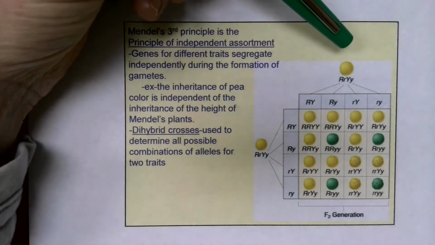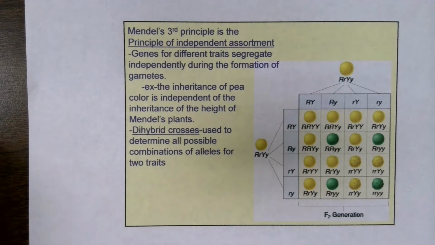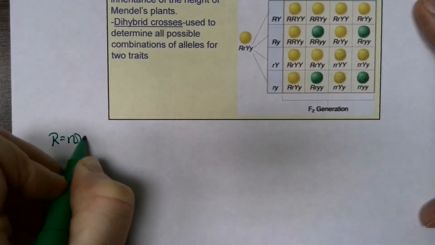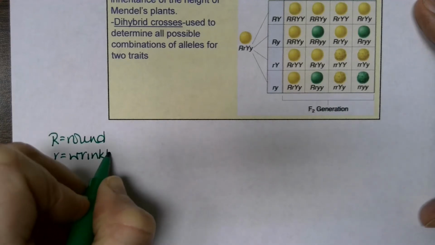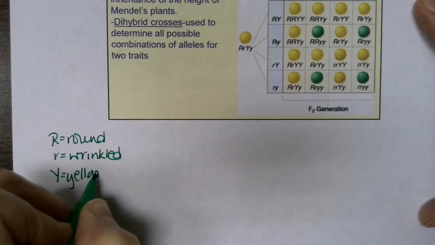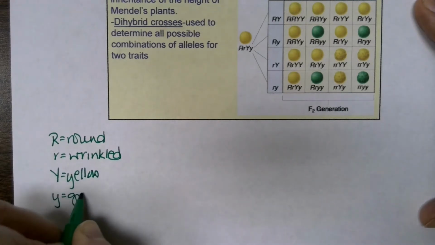So we've got Mendel's pea plants where he was going to study whether the peas were round or wrinkled. That's what the R's are for. And then whether they are yellow or green. Sorry, I'm going to scoot this out of the way for just a second. So the capital R is going to be round. The lowercase r is going to be wrinkled. Capital Y is going to be yellow. And a lowercase y is going to be green.